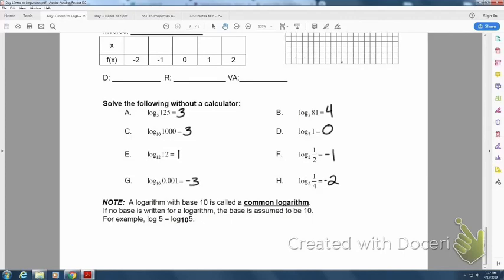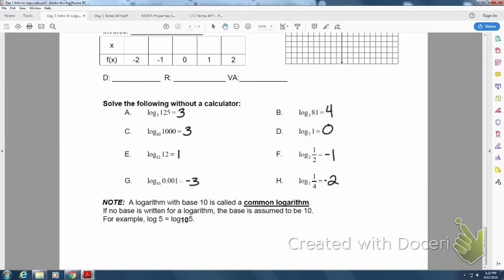Down here at the bottom it says the logarithm with base 10 is what is called common log. If you look down the left column of buttons on your calculator, eventually you get to a button that says log. If you hit that button, that is going to give you common log, and it's base 10. So if there is no base written there, it's an understood 10. So it's just referred to as common log.